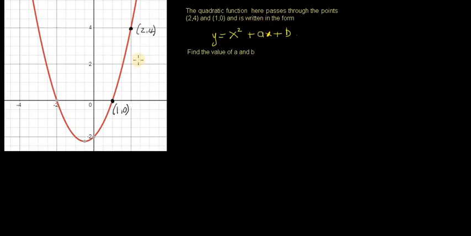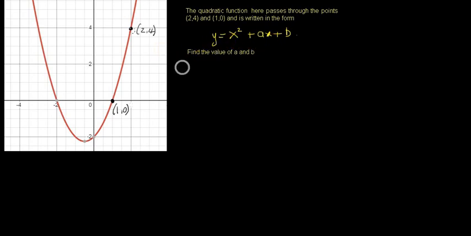The quadratic function passes through the points (2, 4) and (1, 0) and is written in the form y equals x squared plus ax plus b, and we have to find the values for a and b. Now when we look at a coordinate like (2, 4), 2 is an input and 4 is the output, and in our function x is the input and y is the output.